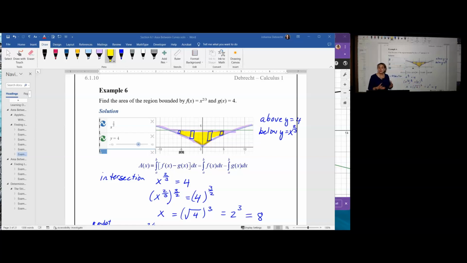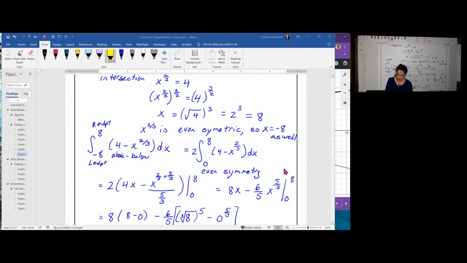However, note that this only gave me one of the solutions. It gave me the one on the right. But because I know it is an even symmetric function, I know that I must also have an intersection at -8 on the left. And I can always check that in the function by substituting -8, squaring it to get 64, and then taking the cube root, which gives me 4. This gives me my two intersection points, which will become the limits of integration. The left endpoint is -8, and the right endpoint is 8.